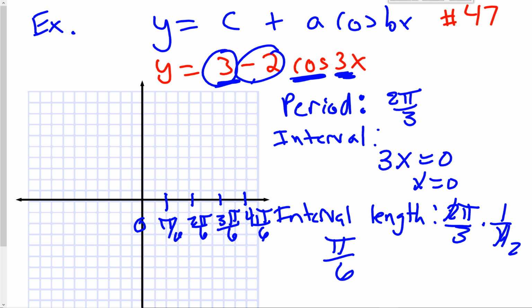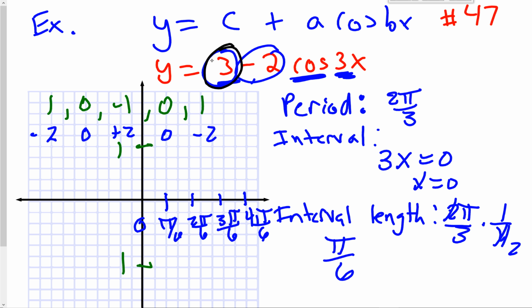Okay, so now cosine, these are going to be multiplied. Here are my y values, 1, 0, -1, 0, and then back to 1. And I'm going to multiply them all by -2, so that's -2, 0, +2, 0, -2. And then the very last thing, now I can add my c.